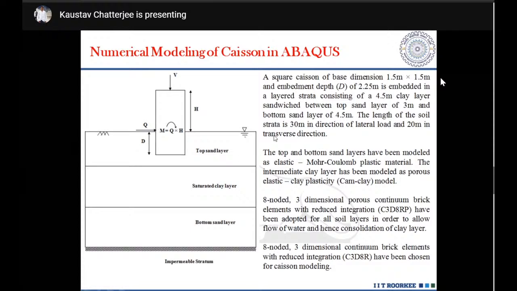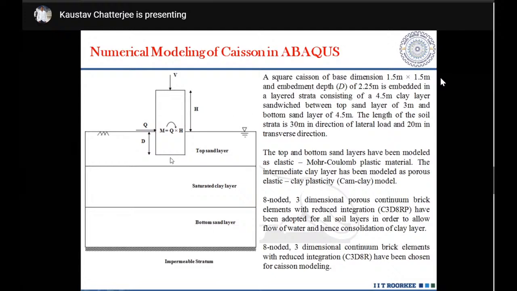We have a sandwich soil, with the top sand layer followed by a saturated clay layer, which is followed by a bottom sand layer, and this is resting on some impermeable soil stratum. Okay, this is what we have considered. This represents the water table, and we have allowed a flow of water through this soil mass. The size of the caisson is 1.5 meter by 1.5 meter.